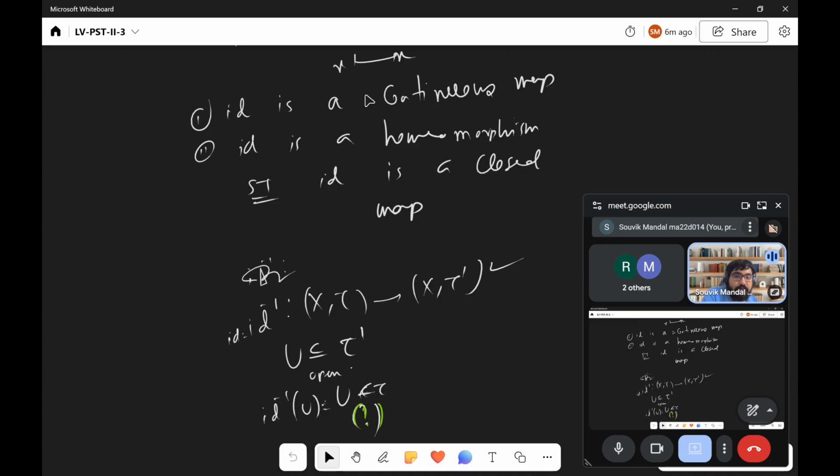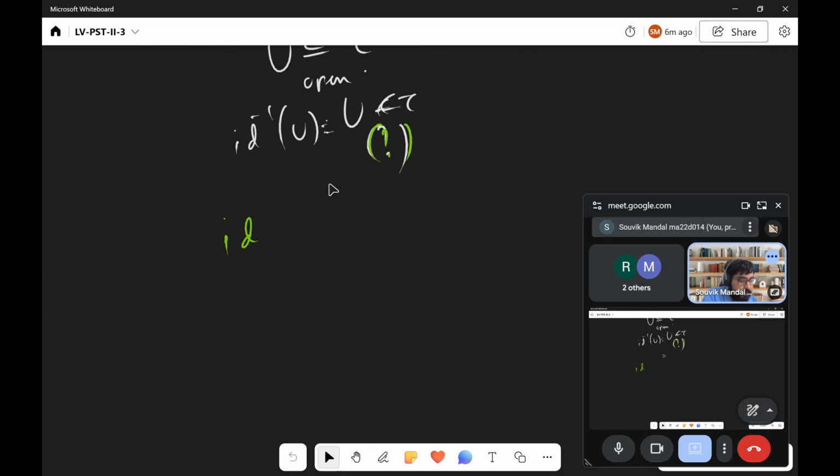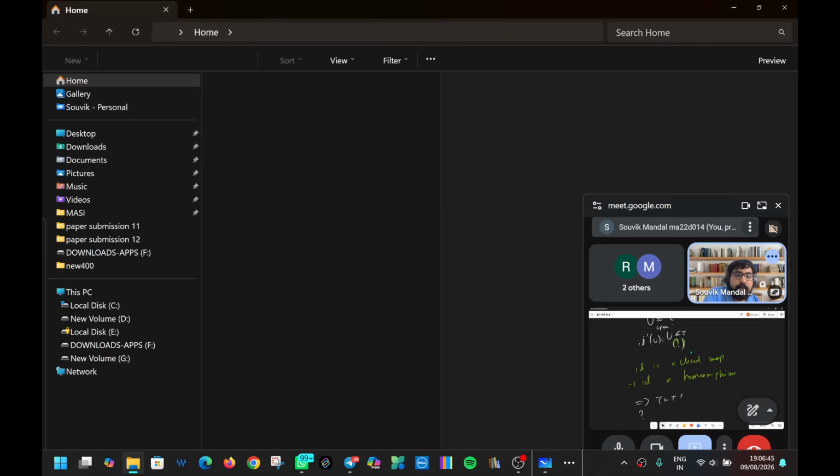So it is telling that the identity is a closed map. Your argument is correct. Identity is closed, so that implies identity is a homeomorphism. Now from this, how to show that tau is equal to tau prime? From the fact that identity is a homeomorphism, how to show tau equals tau prime? Please think about it.